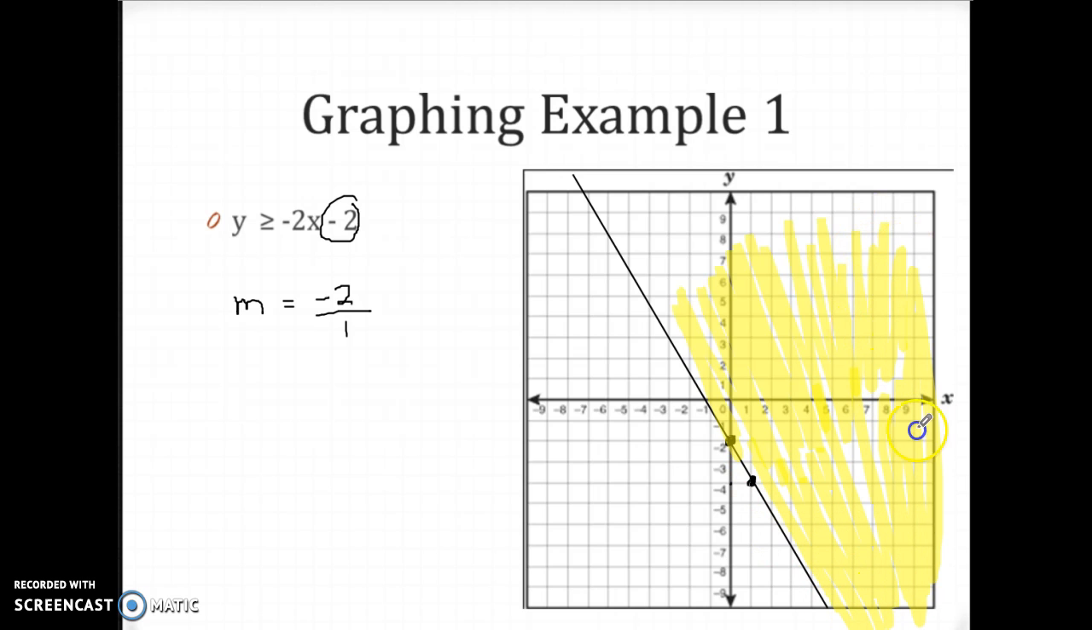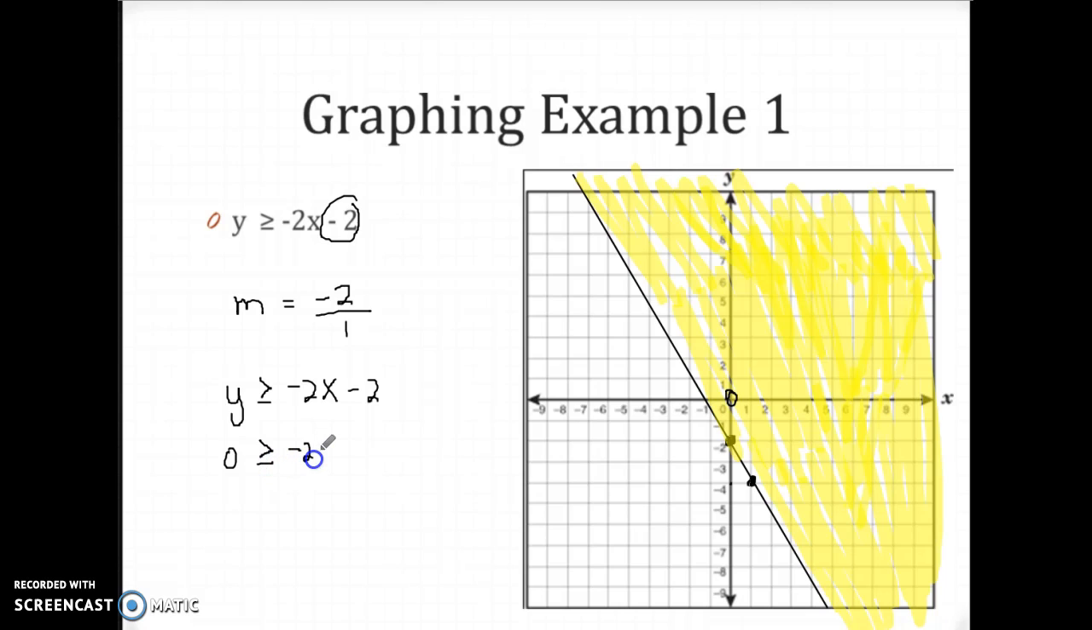And if you're ever not sure what side of the equation to shade, you can always choose a test point. The most common test point that's the easiest to check is the point 0, 0. So right here is the point 0, 0. If I check this equation, my 0, 0 is in that shaded region, so it should be a solution. Plugging in 0 for y and 0 for x, I have 0 is greater than or equal to -2 times 0, which is 0, so 0 is greater than or equal to -2. This is true, so I know I shaded the correct side of the equation.